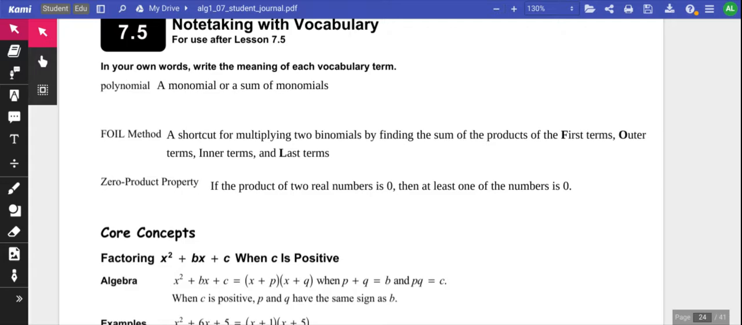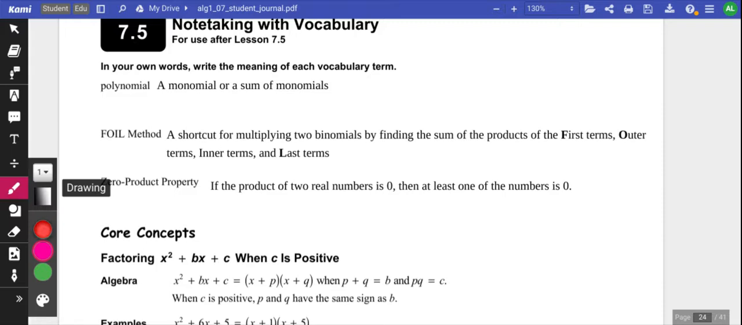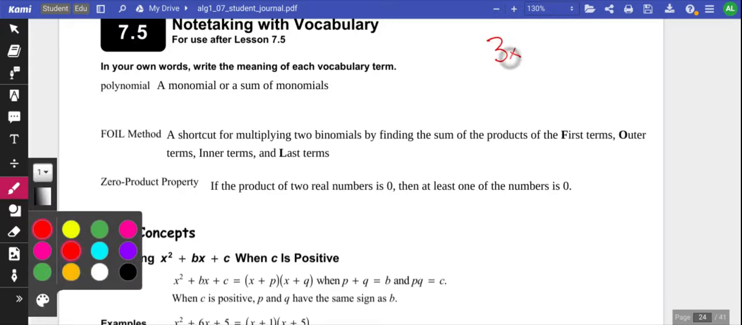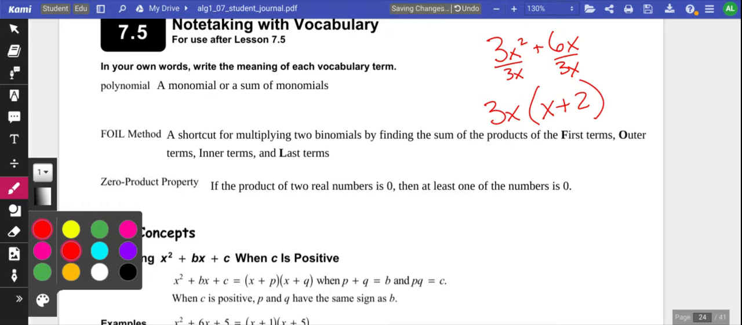We're getting into kind of more and more complex factoring. We learned last week that we can factor out a GCF. We could say, okay, if I have something like 3x squared plus 6x, I can divide a 3x from each of those, and be left with x plus 2. That's one type of factoring.